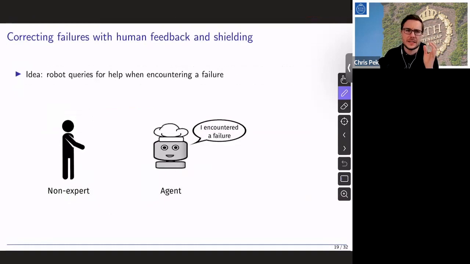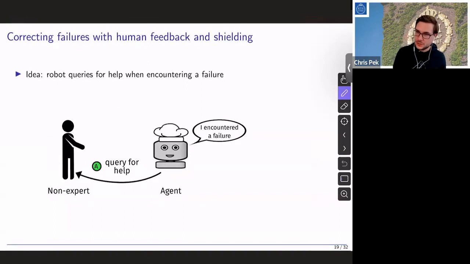So the idea here is that the robot queries for help when it encounters a failure. So we have the agent and it encounters a failure. It queries for help from a non-expert. Non-expert in this case is to emphasize that these humans are not necessarily roboticists, reinforcement learning experts, and so on. So it could be the homeowner, the robot owner.